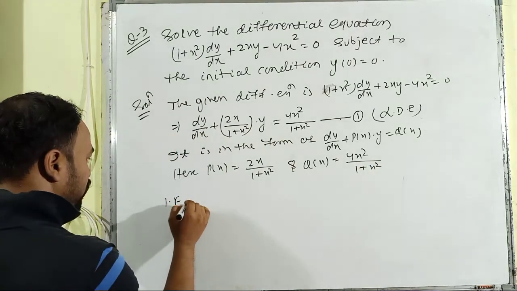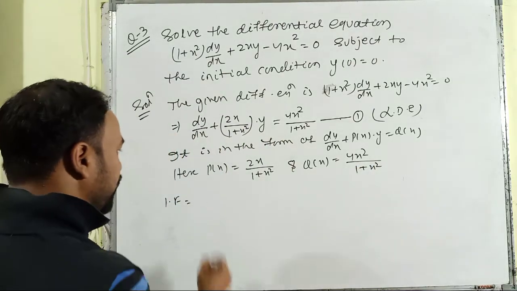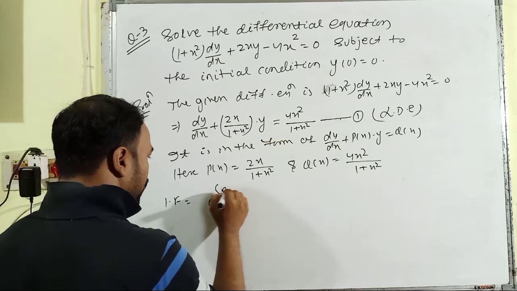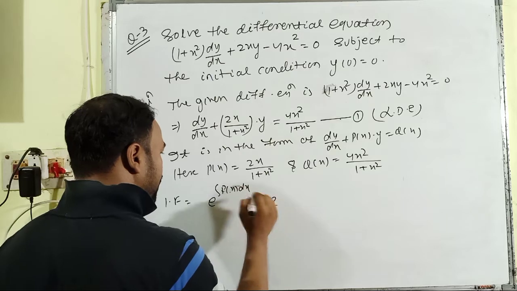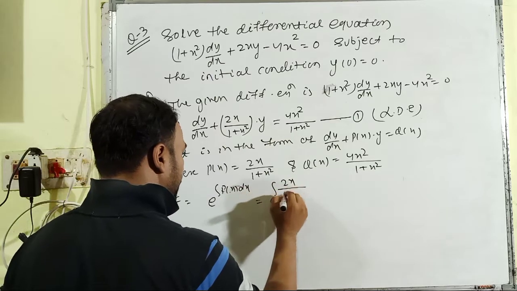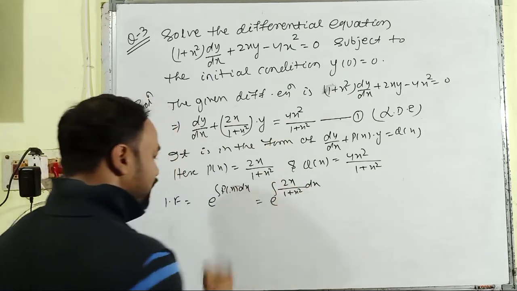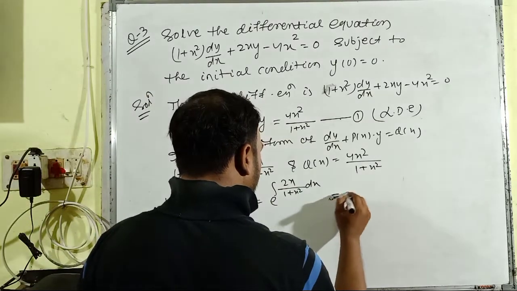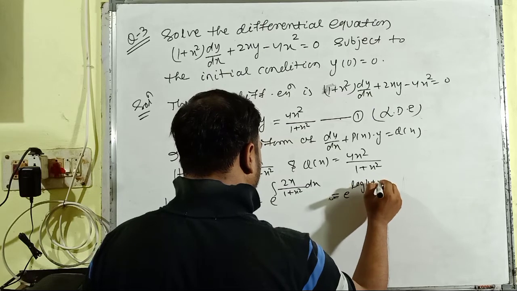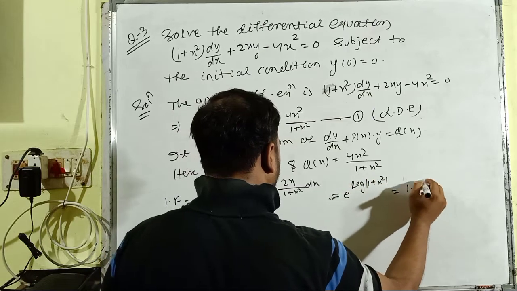Then just finding out the integrating factor by using the p of x in e to the power integral of p of x with respect to x. It is e to the power integral of 2x divided by 1 plus x square, and its integral with respect to x, then it is e to the power log modulus of 1 plus x square, and it will be 1 plus x square.